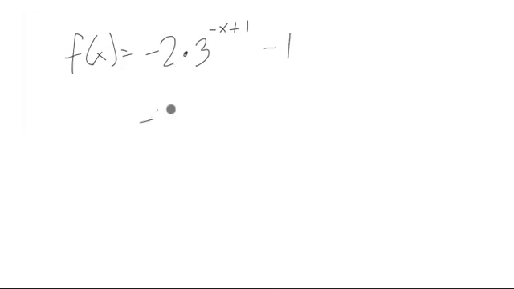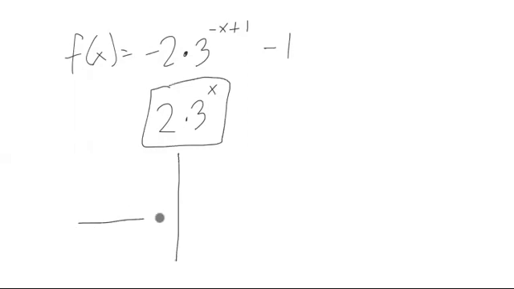This is a transformation of negative 2 times 3 to the x, where we replaced x with negative x plus 1, and we've shifted down by 1. If you see this negative, we could just think about that later. Let's think of this whole thing as just being a transformation of this guy right here, 2 times 3 to the x. Now this, again, has an asymptote of y equals 0.